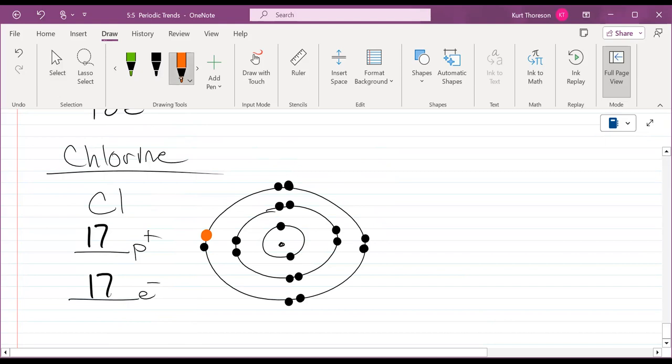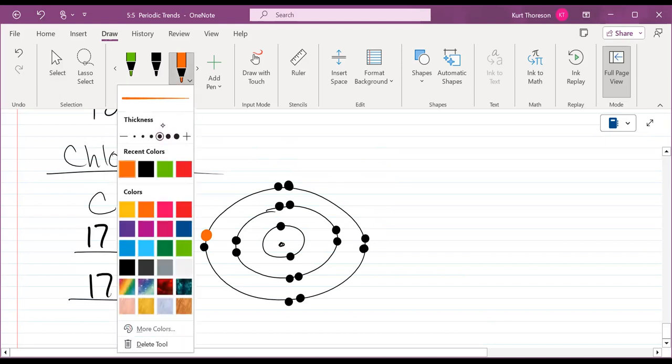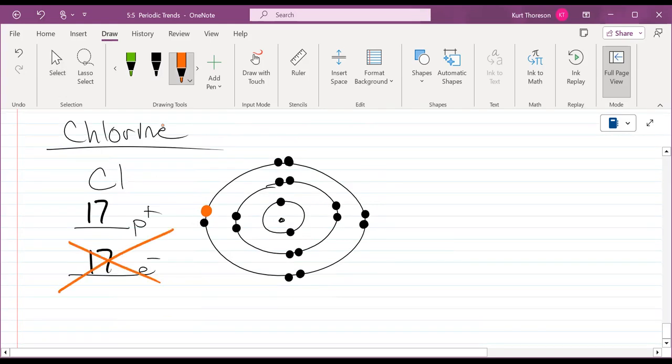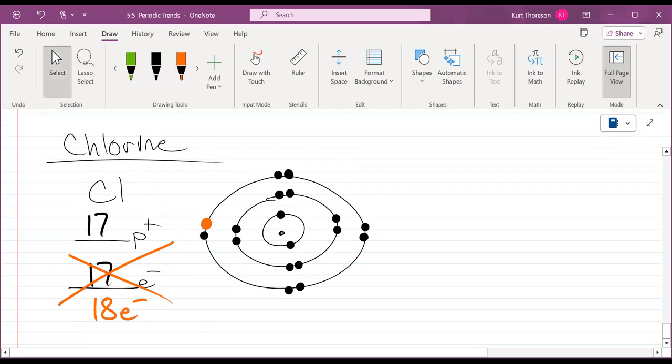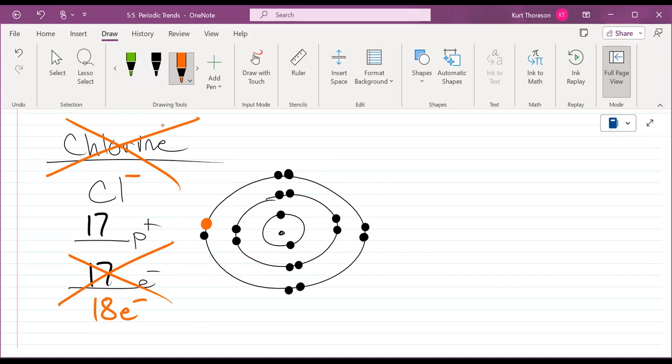So, Ben, it will no longer have 17 electrons. How many will it have? 18. And what will chlorine's new charge be? How many? Do you write 1? No, just write the negative symbol. And it is no longer called chlorine. What is its new name? Chloride. So, everybody, let's see if you might be able to pick up on a trend here, okay?